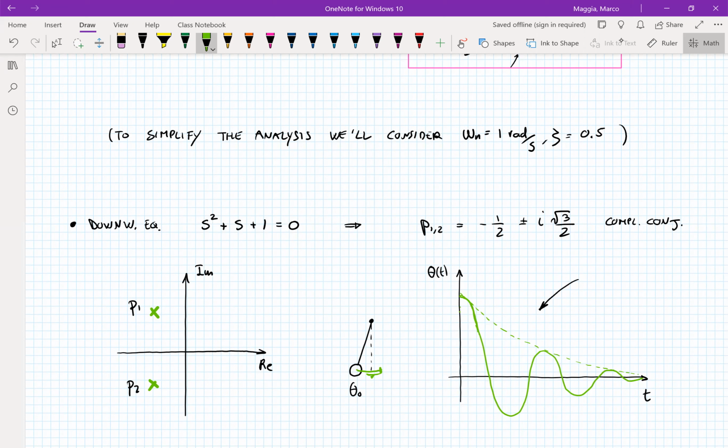Now, what I want you to notice is the real part of the poles is negative. It's equal to minus a half. So it's less than 0. And this is going to be the key thing.